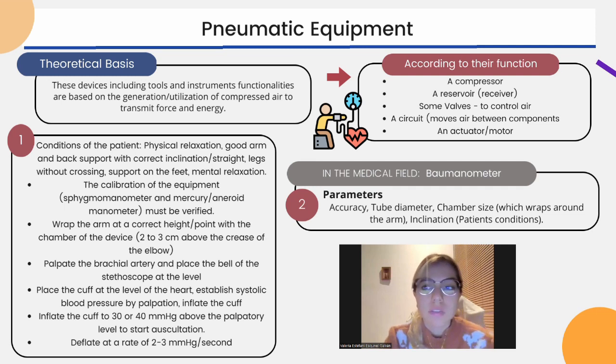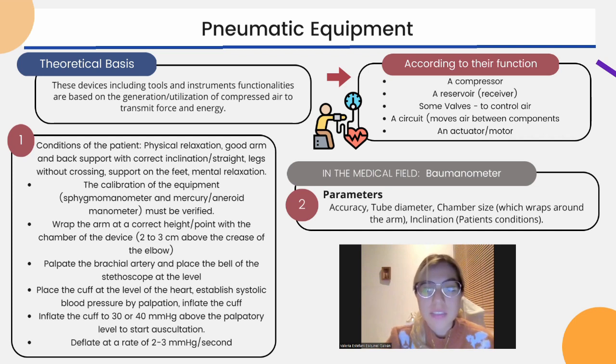Well, these devices, including tools and instruments, are based on the generation of compressed air to transmit force and energy, where a small compressor activates to fill a storage tank for intermittent use. The basic components of these devices are a compressor that makes air, a reservoir to store air, one or more valves to control the air, a circuit that moves air between the other components, and an actuator or motor which uses air to do something.